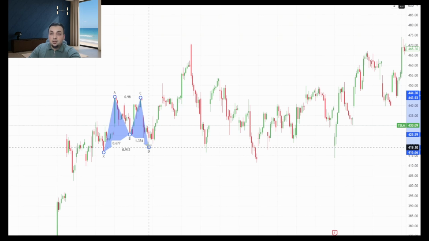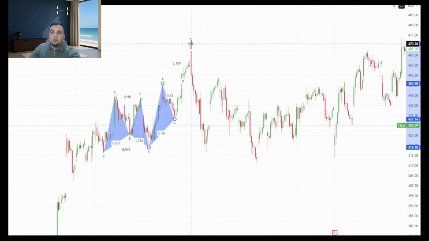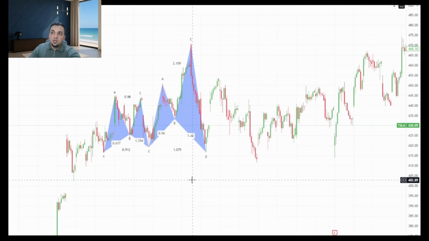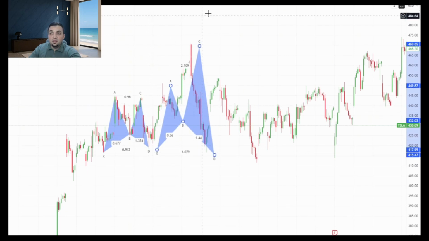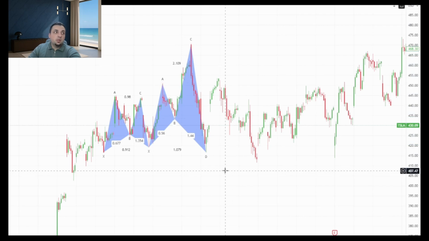The second pattern started where the first one finished. So right here, X to A to B to C, and C to D. So we have the second M pattern. As you can see, B can be between A and X, C can be higher than A, and D can be lower than X. C cannot be lower than B, and D cannot be higher than B. So if you notice, when the second pattern starts, the X is actually the D of the previous pattern, which is very interesting. The same case with the third pattern.